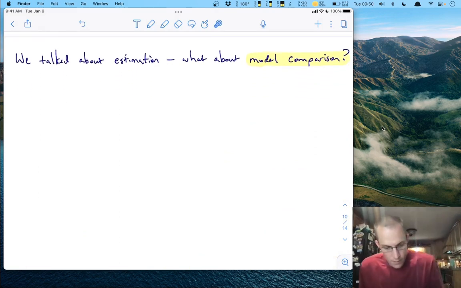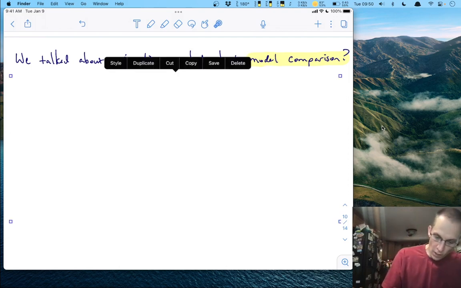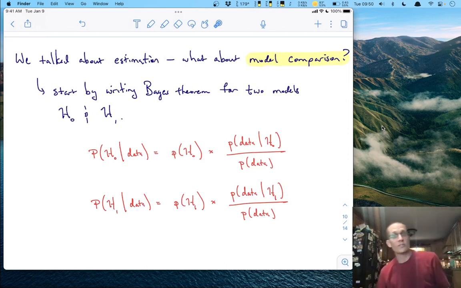Okay. So let's conclude by wrapping up our discussion of inference. We talked about estimation, of course. But what about model comparison, right? Which model best predicts the data that we saw? Well, one way to consider this is let's start by writing Bayes' theorem for two models.